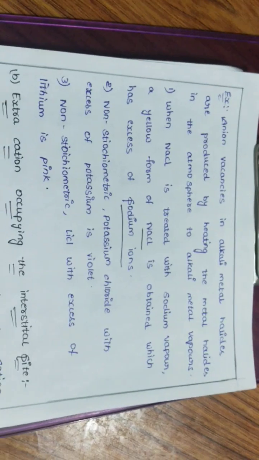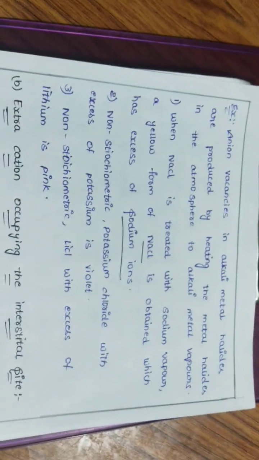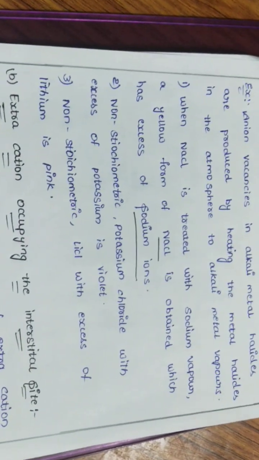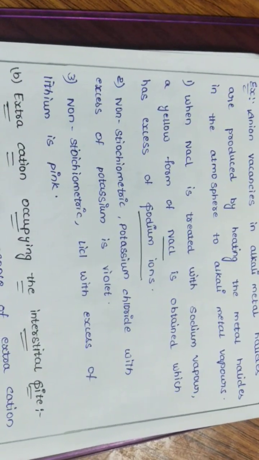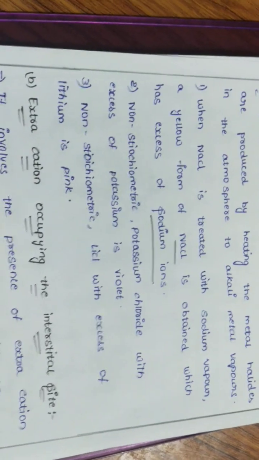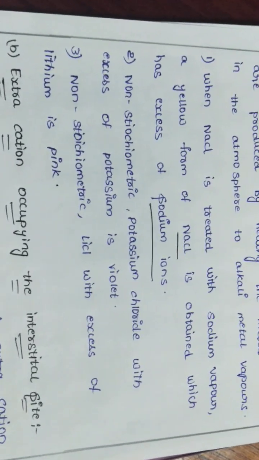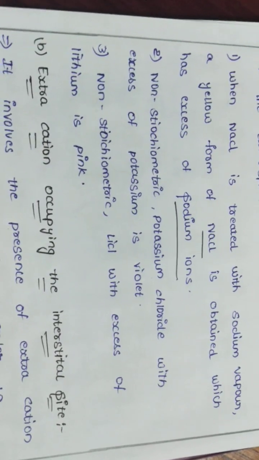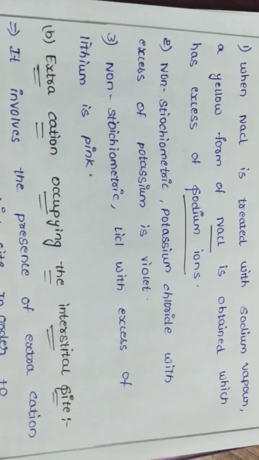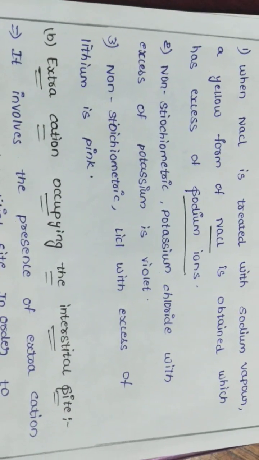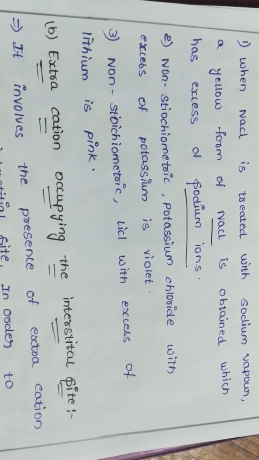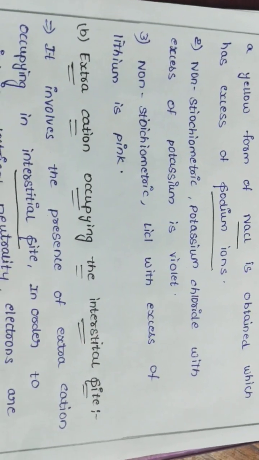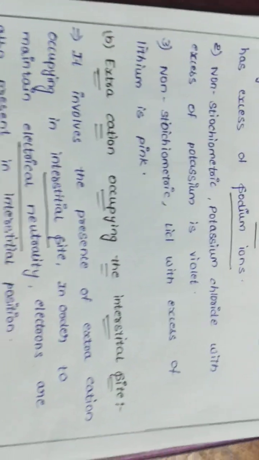Example of anion vacancies. Anion vacancies in alkali metal halides are produced by heating the metal halides in an atmosphere of alkali metal vapors. When NaCl is treated with sodium vapor, a yellow form of NaCl is obtained which has excess of sodium ions, non-stoichiometric. Potassium chloride with excess of potassium is violet. Non-stoichiometric LiCl with excess of lithium is pink.